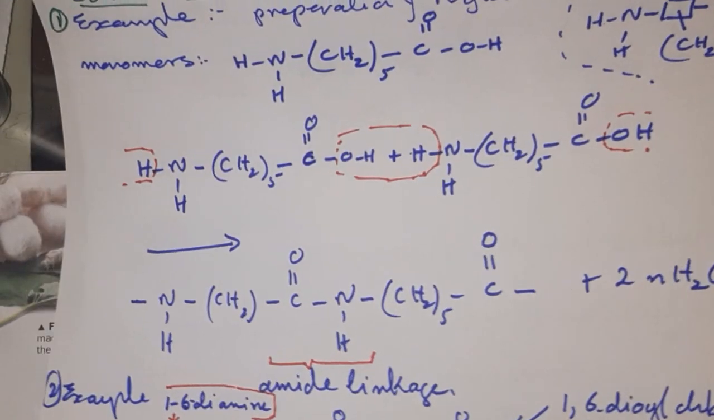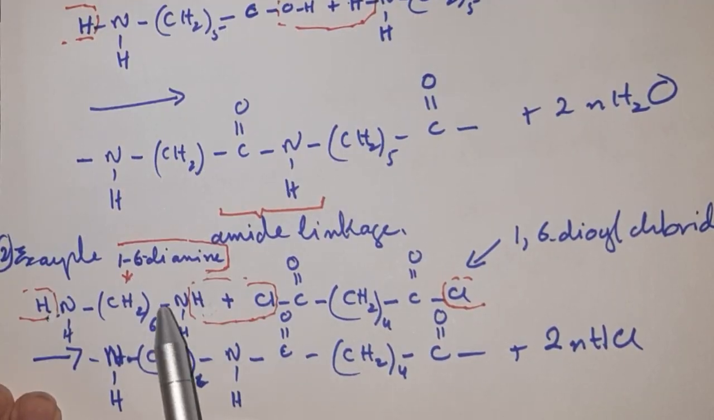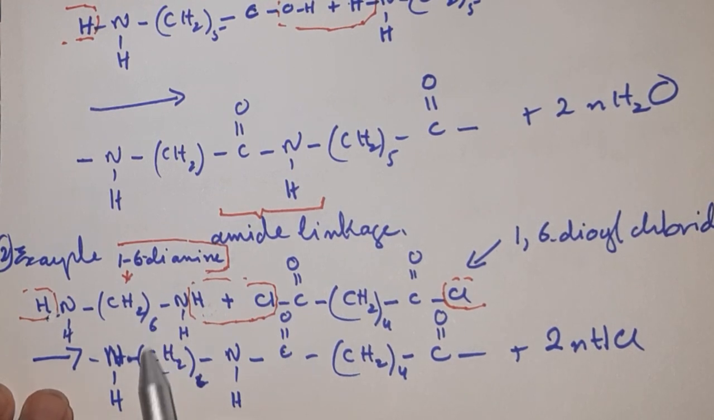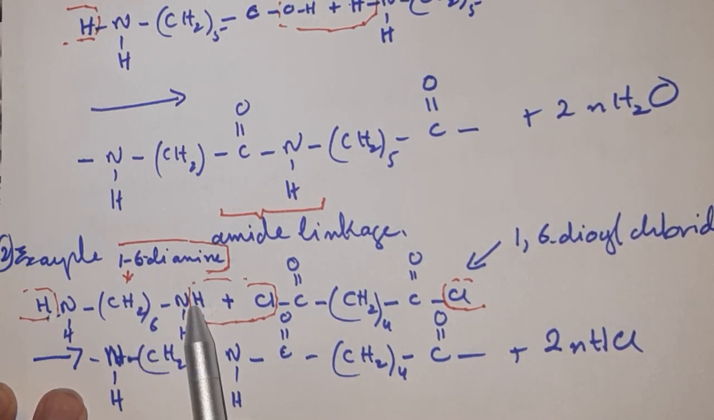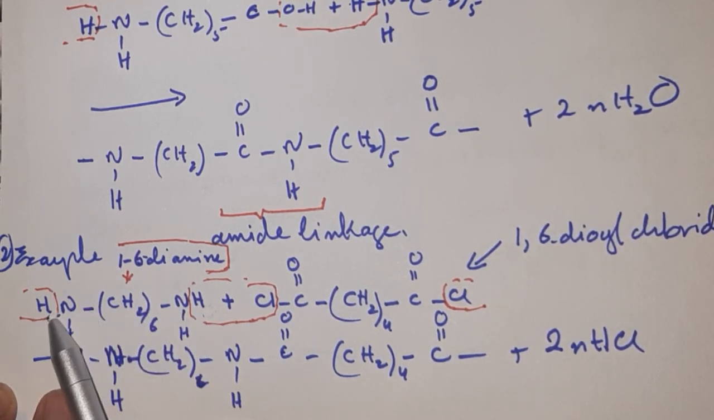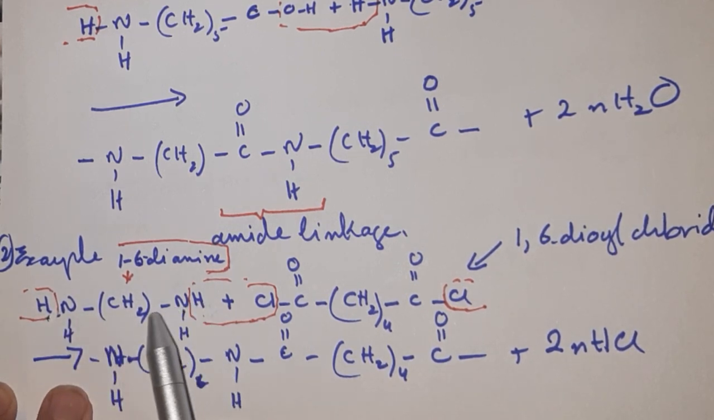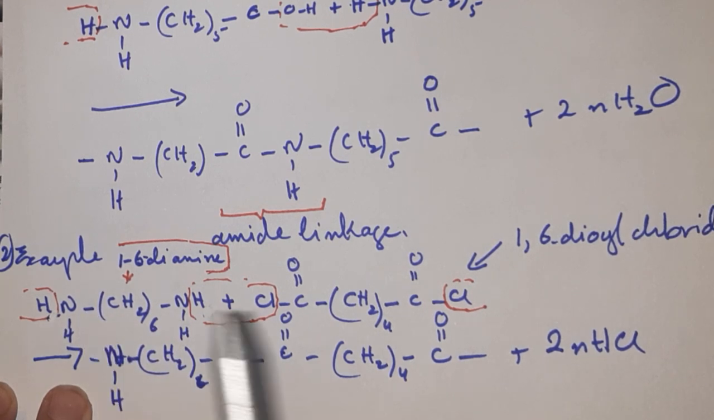Then we have another one, that is 1,6-diamine. Now we have 6 carbons over here. So one NH2 group is attached on this side, that is to the first carbon, and one NH2 is attached to this carbon, so this is carbon 6. So if you draw a chain, first carbon and the last carbon.